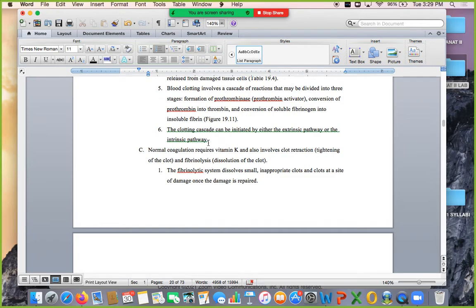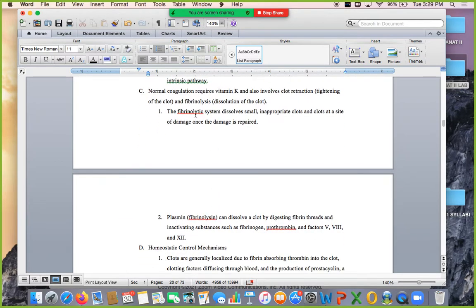Now, one of the major factors for clotting or coagulation is vitamin K. We have to make sure that we have regular levels of vitamin K. So if you have issues with blood bleeding, like insufficient clotting, it might not necessarily be hemophilia. It might be low levels of vitamin K. It's also involved in fibrinolysis, which is taking that clot and dissolving it away. The fibrinolytic system is the system by which small clots are removed, particularly clots that are inappropriate or are no longer needed once the damage is repaired.